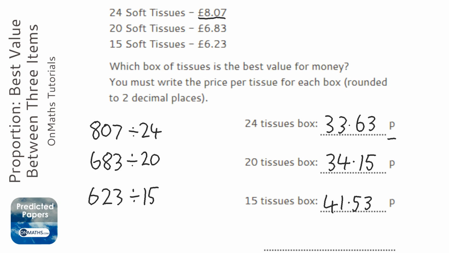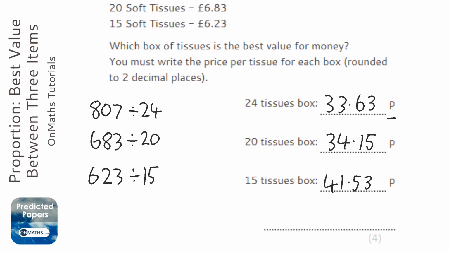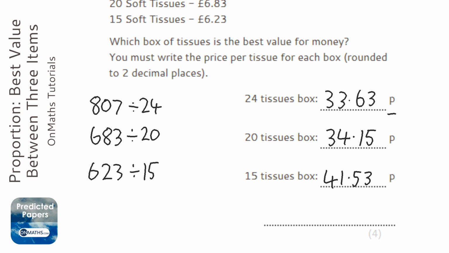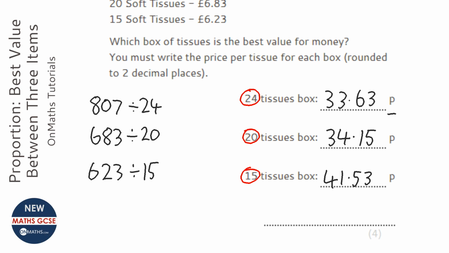Okay, the last bit of the question is to work out which one is best value for money. Well, the 24 box costs 33.63 pence each. For the 20 box, they cost 34.15 pence each, and the 15 tissue box is 41.53 pence each.